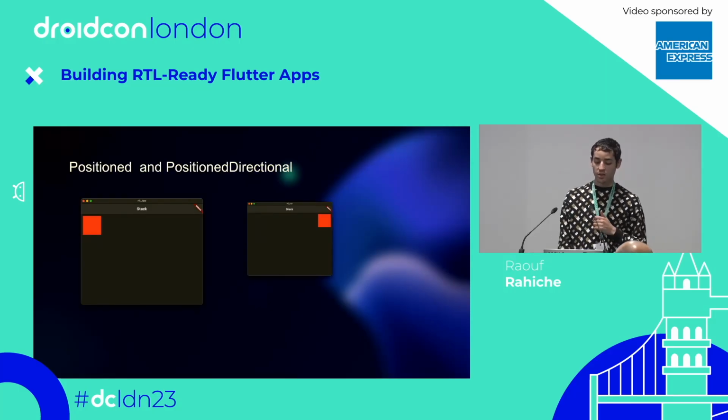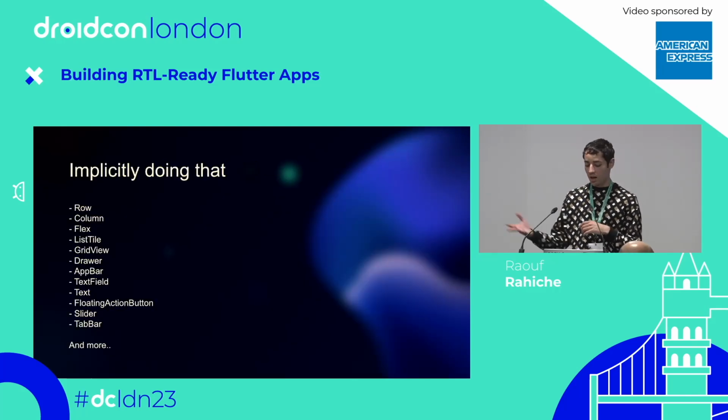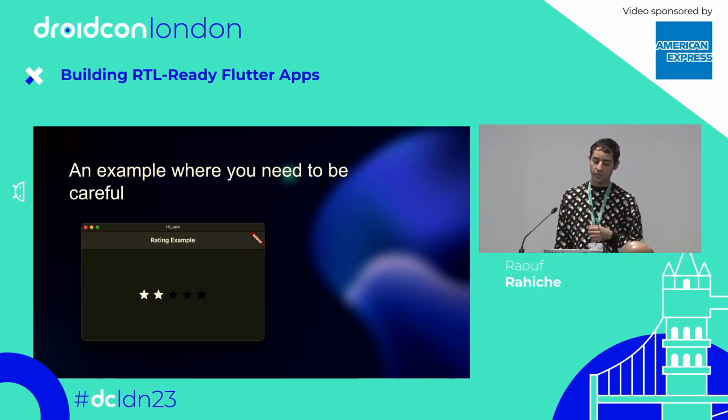Another example of those is the positioned widget. There is another one called positioned directional. Instead of left and right, they have start and end. Same with alignment versus alignment directional. A couple of widgets from Flutter implicitly do that by default, majorly the row and the column. If you have items from left to right in a left to right mode, when you switch that, the order will be flipped.